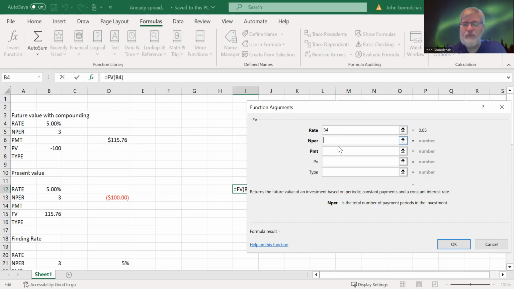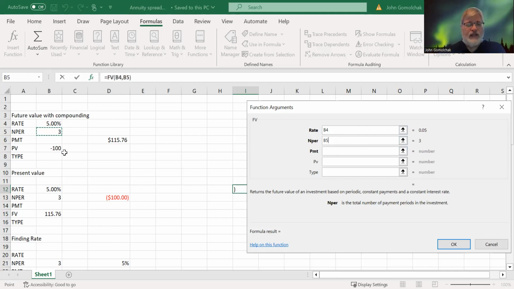Next thing I want is number of periods, NPER. So number of periods is 3. So I brought that cell over here. Then the next thing that I need is, it's not a payment. Payments are going to be from when we're talking about annuities later. It's going to be the present value.